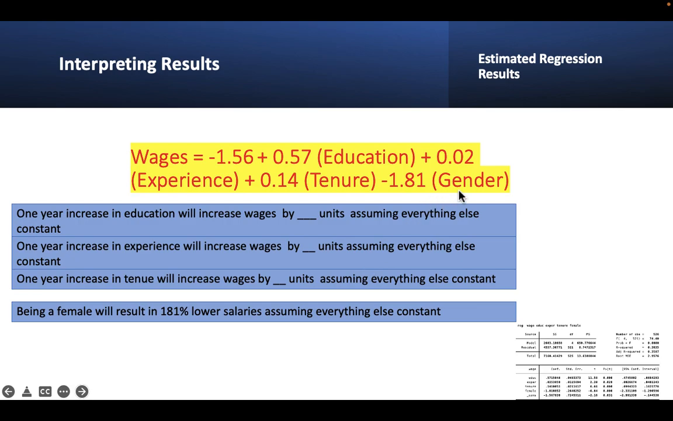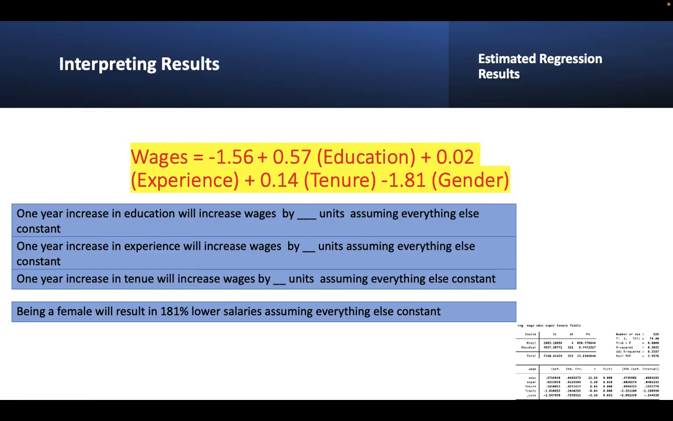Similarly, I'm not very inclined to interpret gender over here because gender takes a value of 0 or 1, and in our estimation we're using 1 for a female and 0 for a male. So in the case of a female, the wages are less by 1.81 compared to the male.